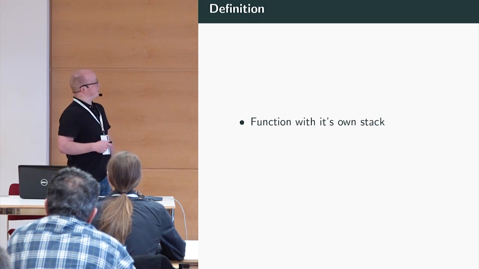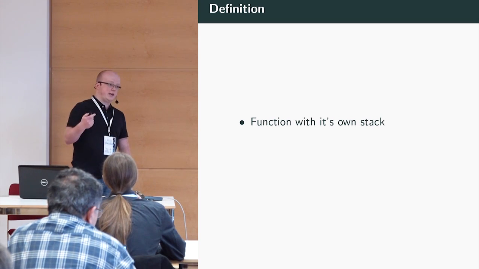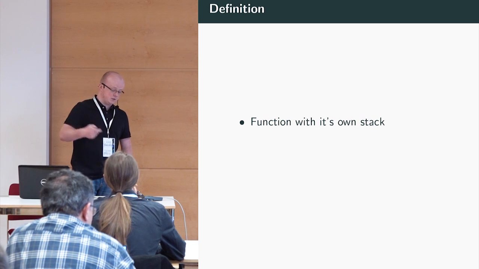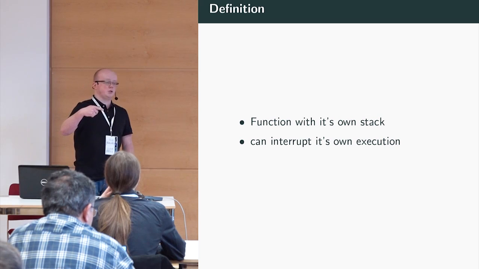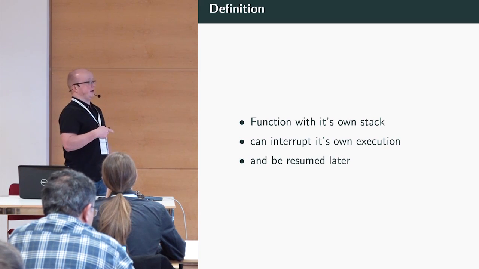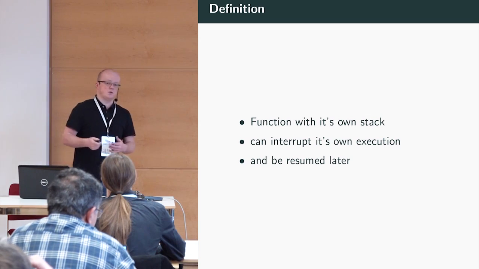All right, let's start off with a definition. A coroutine is a function with its own stack. So just like a thread has its own stack, a coroutine has such, and it can interrupt its own execution and be resumed later. A thread is interrupted from another source, mainly the thread scheduler. The coroutine says itself, I'm done, do something else, and then somebody else has to tell the coroutine to continue.